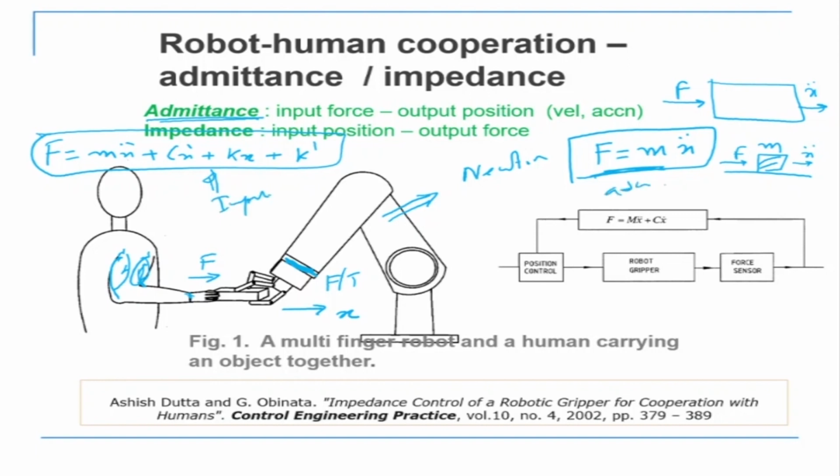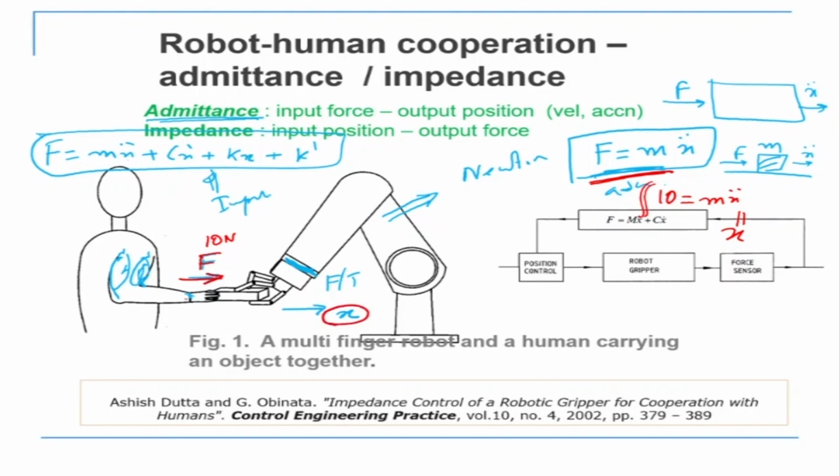Now you might say, so what? What is the question that we're trying to address here? If the human is applying a force F, the robot is measuring this force F. Let's say the human is applying 10 newtons. The robot is sensing 10 newtons. And the robot controller is this one. So it is saying 10 newtons is the force, mass into acceleration. It is integrating this equation twice and getting an x. So it is moving back by an amount x.